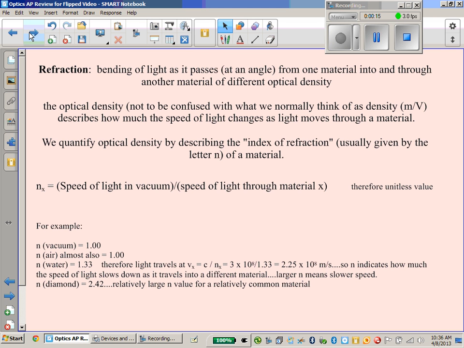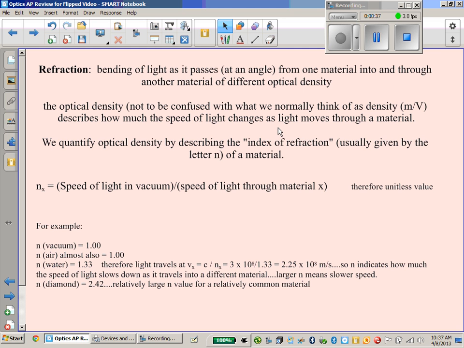Refraction is the bending of light as it passes at an angle, can't be coming straight in, as it passes from one material into another of different optical density. A couple notes. One is be careful about optical density. It's got nothing to do with the physical density that we study normally, the mass per unit volume. Optical density really describes how the speed of light changes as it moves into the new material.